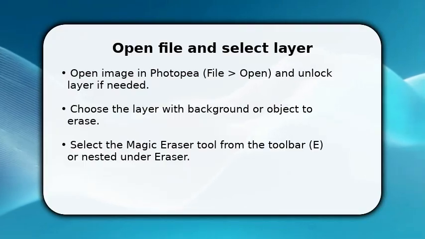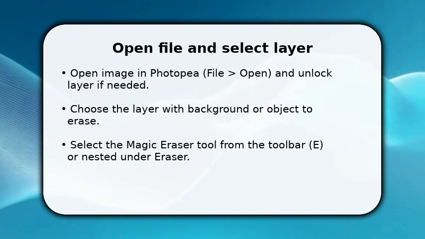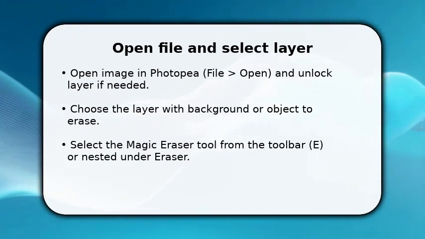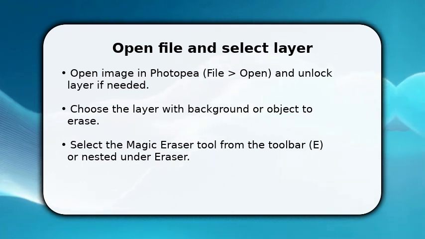You'll start by opening your image and making sure the target layer is editable. Unlock it if it's a background layer. Next, select the Magic Eraser tool from the Eraser group. Use the keyboard shortcut or click the toolbar.